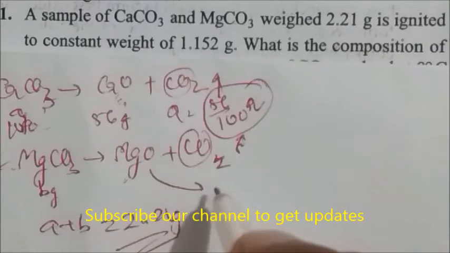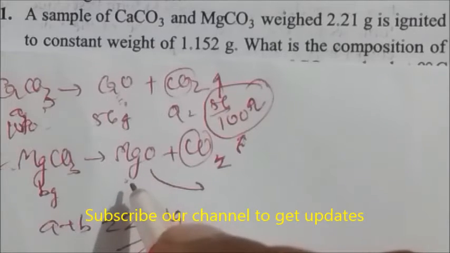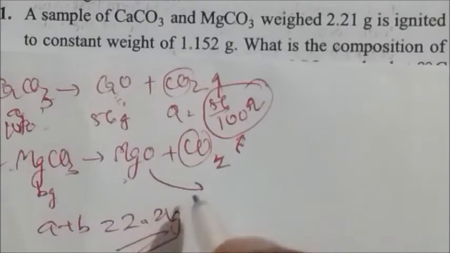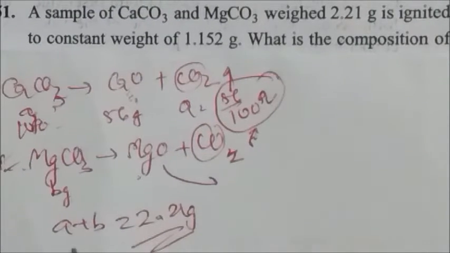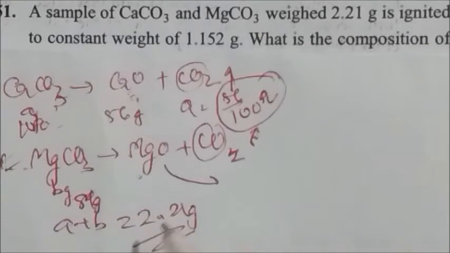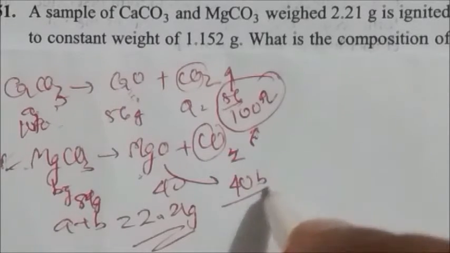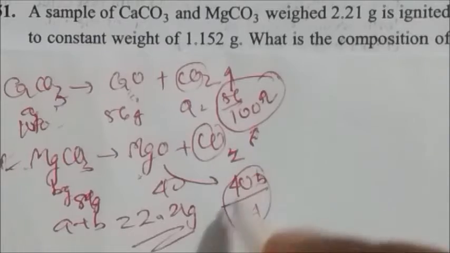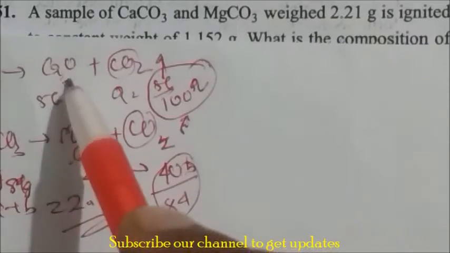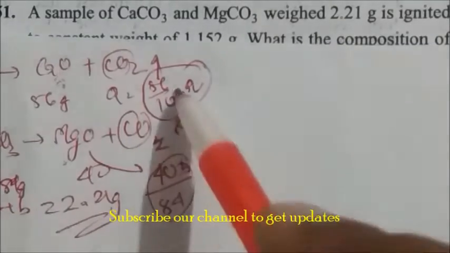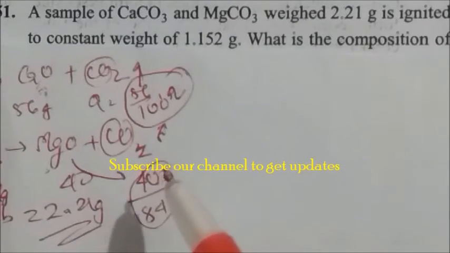Similarly for magnesium, magnesium oxide is 24 plus 16, so it becomes 40 gram. So this is our 84 gram, and this is 40 grams. So for B gram it will be 40 into B by 84. This is the total weight of magnesium oxide. So the weight of calcium oxide and magnesium oxide is 2.21 gram, as already given here.